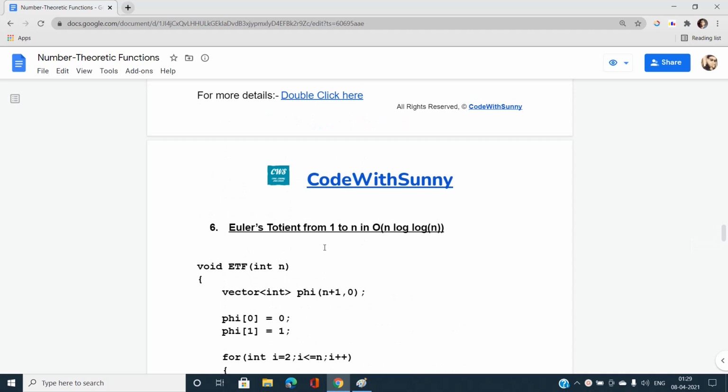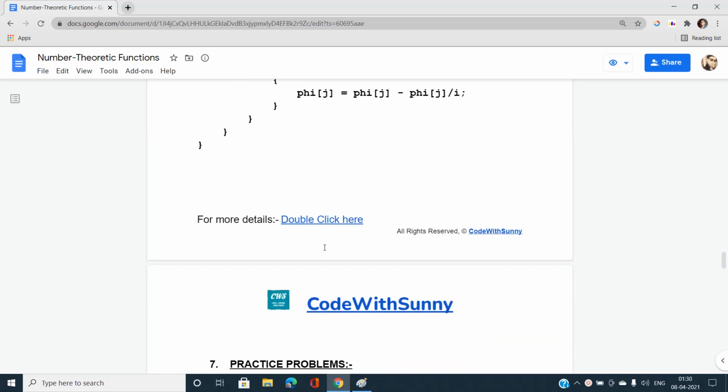If we need to find the ETF values for all the numbers in the range 1 to n, we can use this method, which runs in O of n log n time. Okay, so let's head over to the practice problems related to that.